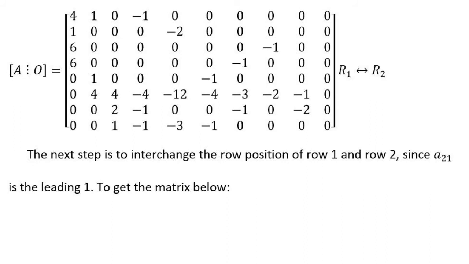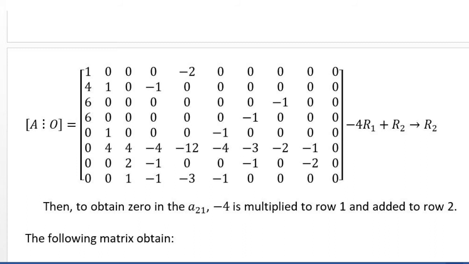For the first step, interchange the row position for row 1 and row 2. Since A sub 21 is the leading one na nakikita niyo sa screen, then the following matrix is obtained. As you can see now, the position of row 1 and row 2 is changed. Then to obtain 0 in A sub 21, negative 4 is multiplied to row 1 and added to row 2. For example, negative 4 times the value of row 1, which is 1, plus the value of row 2, which is 4. Then the answer becomes 0.